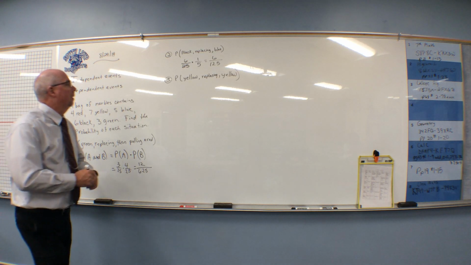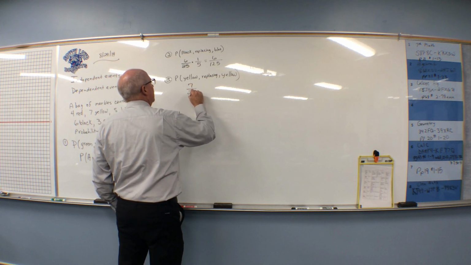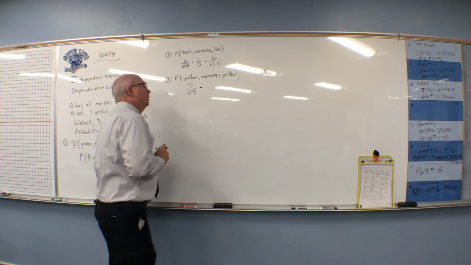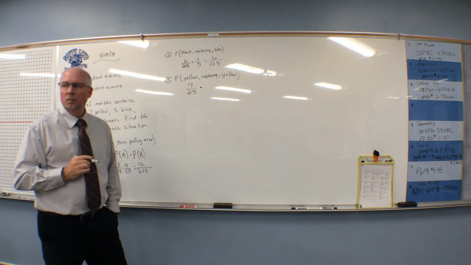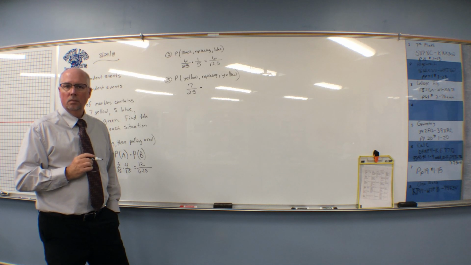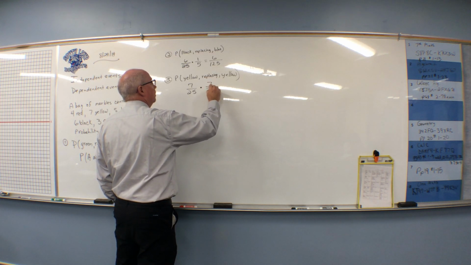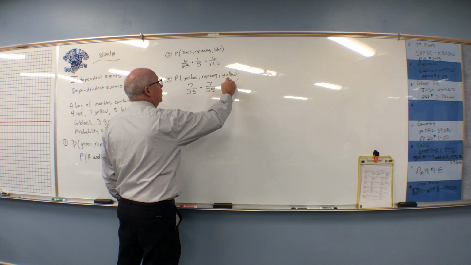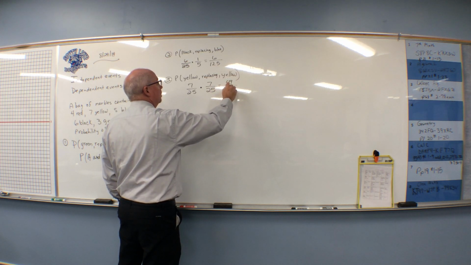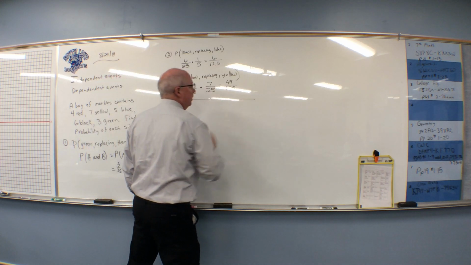Emily, what's the probability of pulling out a yellow? 7 over 25. Okay. And then we're going to take that times what, Ireland? Same thing, 7 over 25. You all agree with that? Okay. And what do we get? You get 49 over 600. All right. These are all independent events.